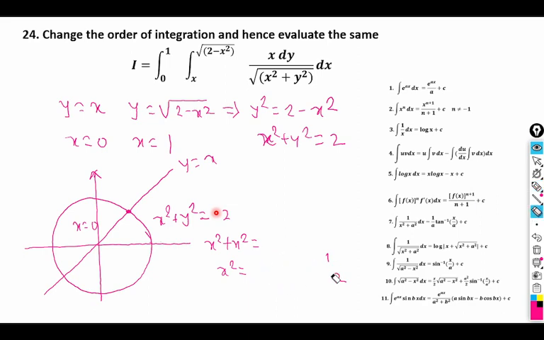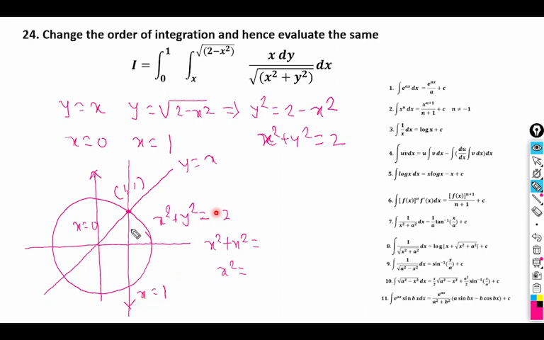So you will get the coordinates x is 1, y is 1. So simple there. x is 1, y is 1, so x square plus y square is 2. So the coordinates of this point are 1 comma 1. The line x equal to 1 is passing through this point, which is parallel to the y axis. This is x equal to 1.